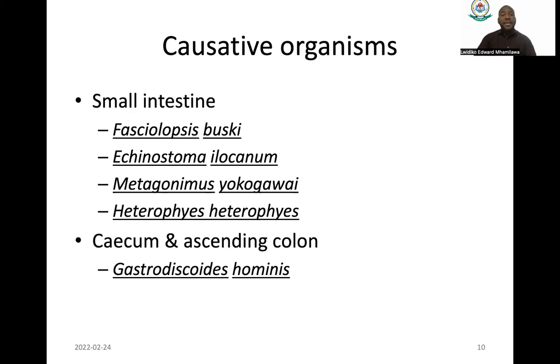So there are mainly about 5 intestinal flukes that are known, and most have some similarities with each other. In the small intestine, we have Fasciolopsis buski, and then we have Echinostoma ilocanum, Metagonimus yokogawai, and Heterophyes. These are the ones usually found in the small intestines as adults. And within the cecum, or the ascending colon, if you remember your anatomy, you have Gastrodiscoides hominis. So these are where you would find these particular parasites. I'm going to discuss each one of these parasites as we go, but you now have an idea of everything related to them.